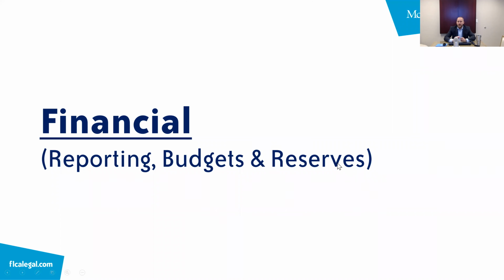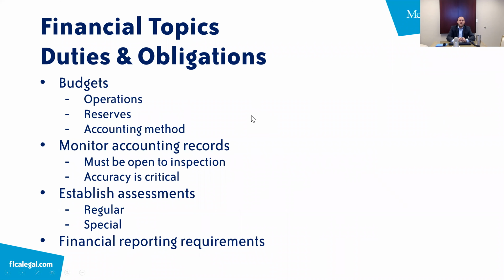All right, so we're going to talk about financials, reporting, budgets and reserves. We're going to talk about your budgets, your operations, reserves, and the accounting method. You want to monitor the accounting records, which must be open for inspection. Accuracy, of course, is critical. You need to establish assessments, both regular assessments and special assessments, which are unplanned items that are still covered by your budget that you're allowed to do as an association. And then we'll talk about financial reporting requirements.